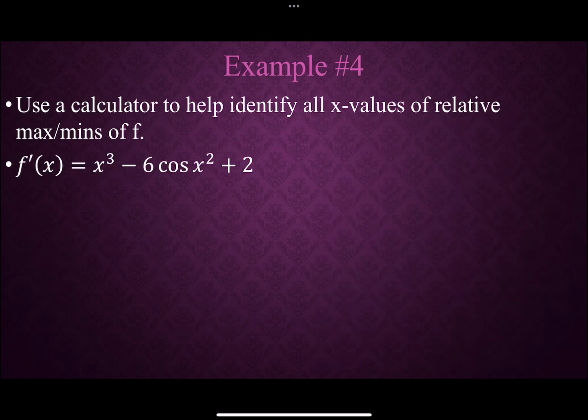All right. Sometimes they'll give you the derivative right from the beginning. That's what we have here. We're given f prime of x equals x cubed minus 6 cosine of x squared plus 2. So we don't have to take a derivative. Questions in textbooks or on the AP like doing this to make you do a more interesting question without having to go through a crazy process of taking the derivative. Because to get here, anti-deriving this would be quite spectacular.